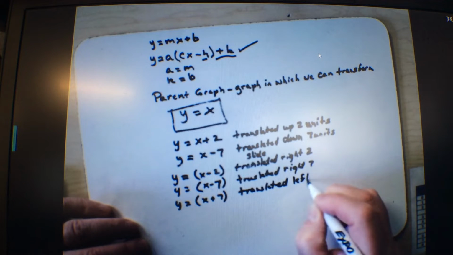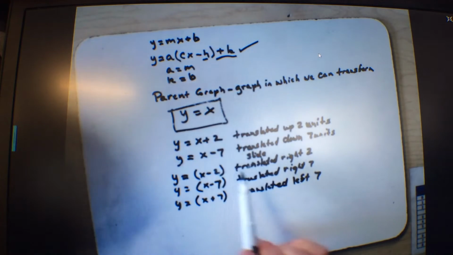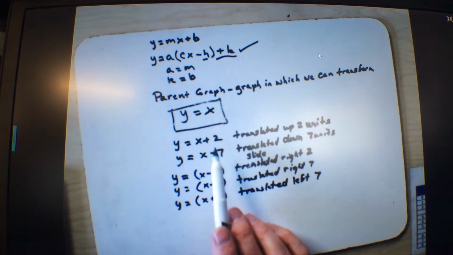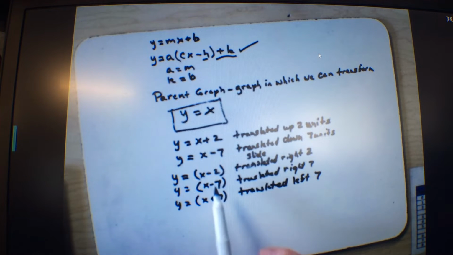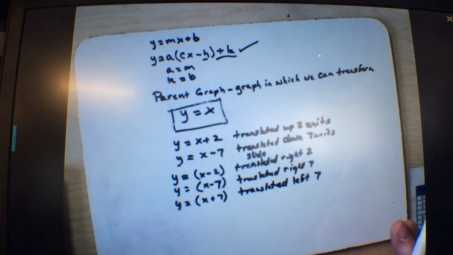Translated left 7. Okay, Braxton, so I got to remember that if a number's on the outside, right, it's normal. Correct? But if I put parentheses around it, it switches. This is moved 7 to the right, this is moved 7 to the left. So if the number is in parentheses, I'm moving left and right. If the number's outside the parentheses, I'm moving up and down. You got it? Okay.